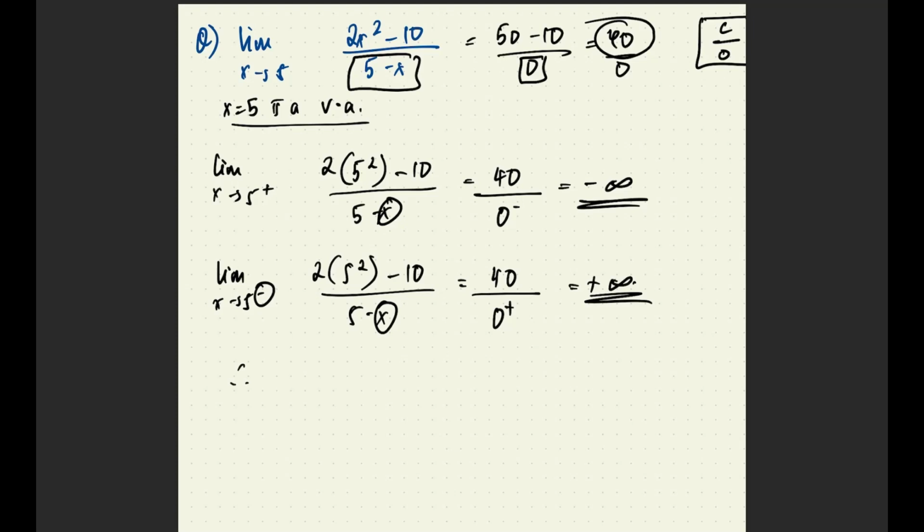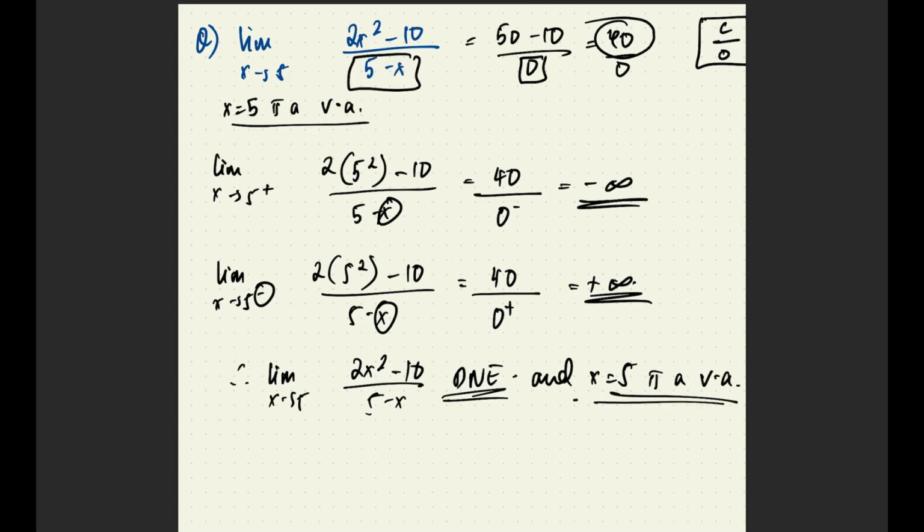So therefore, since the one-sided limits are not equal to each other, the overall limit as x approaches 5 does not exist. And x equals 5 is a vertical asymptote. Don't forget this part, it's pretty important. There's definitely a mark or half a mark just for mentioning this part over here. So yeah, make sure you remember it.